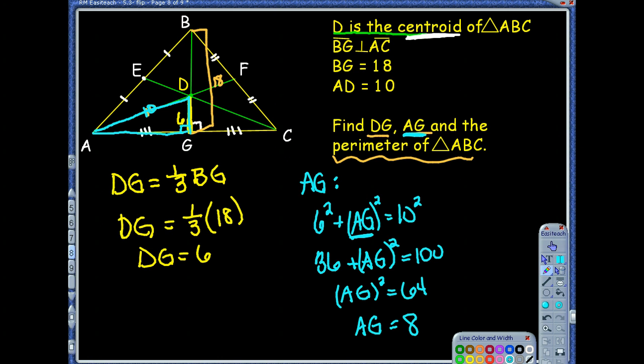And I know when I take a square root, I could get plus or minus 8, but we'll never have a negative side length. So AG is 8. Okay, so we found DG and we found AG. That was two parts. And then they asked us to find the perimeter.